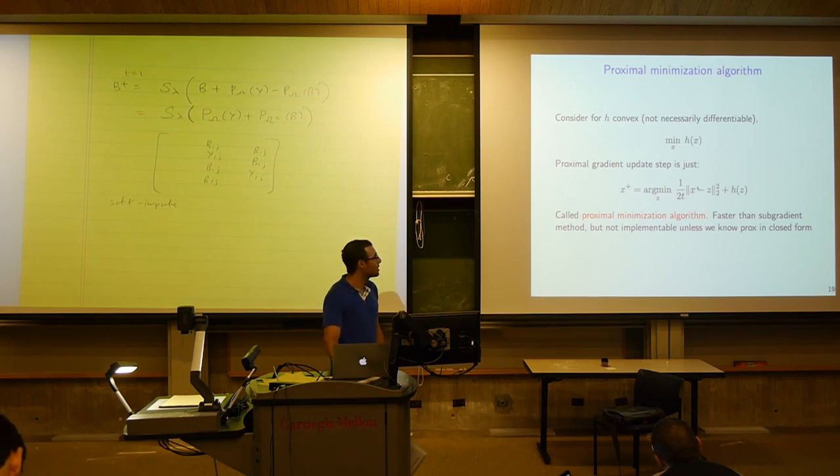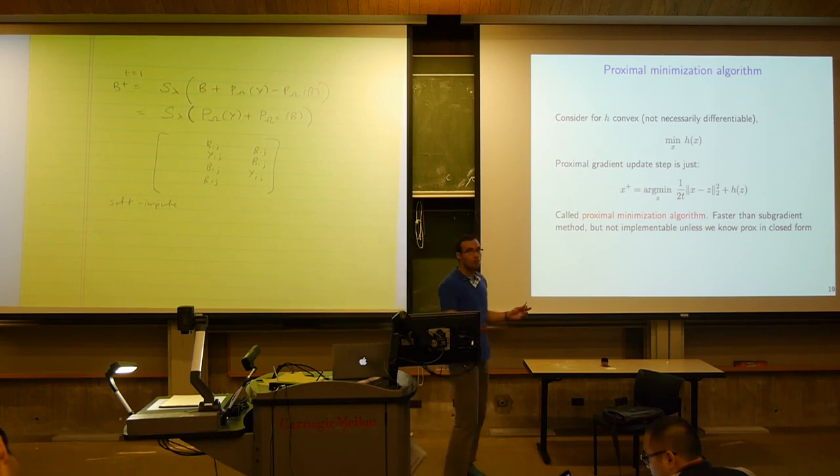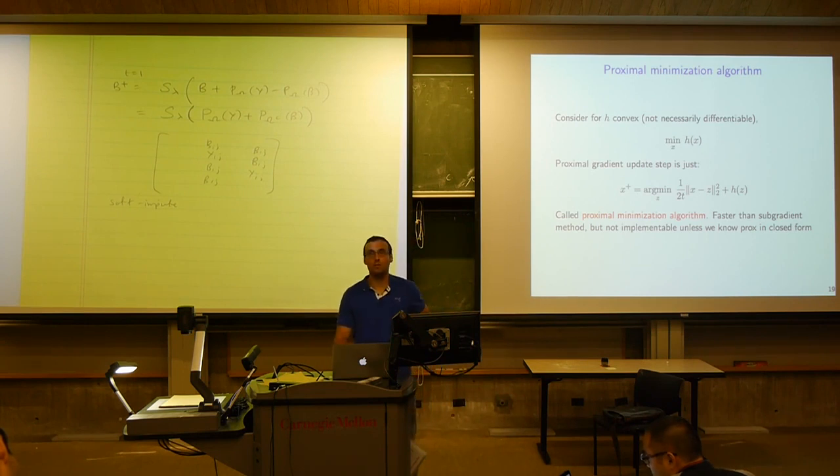That's because when g is 0, where we would usually have x minus t grad g, we just have x. So these are the updates: apply the prox over and over again. That's it. It's faster than the subgradient method. We know it converges in on the order of 1 over epsilon iterations, but it's not usually implementable unless we know the prox in closed form. So there's some very old classic literature on this, but I don't think people tend to use it much anymore.